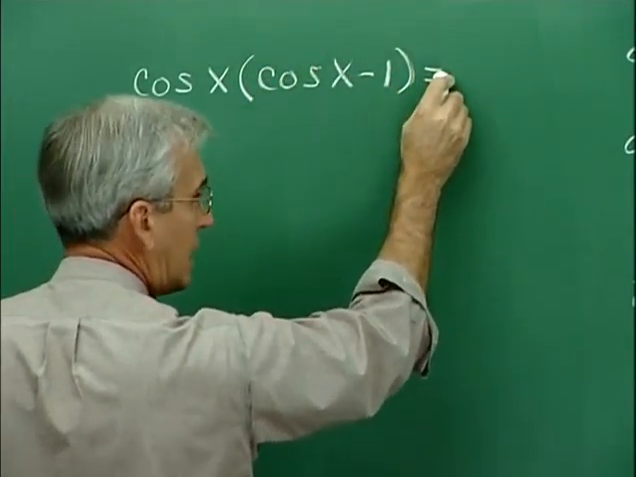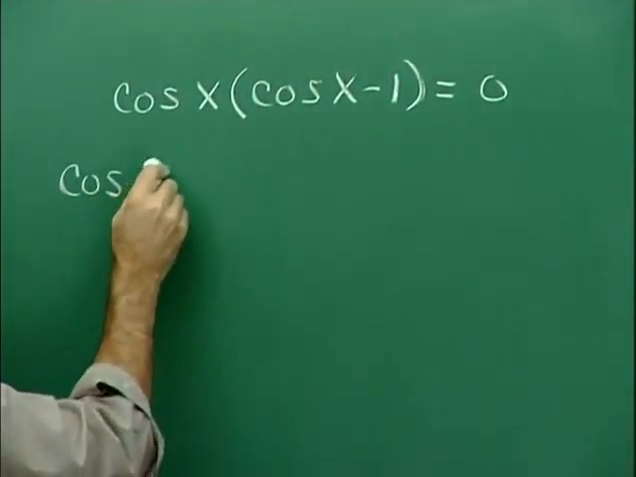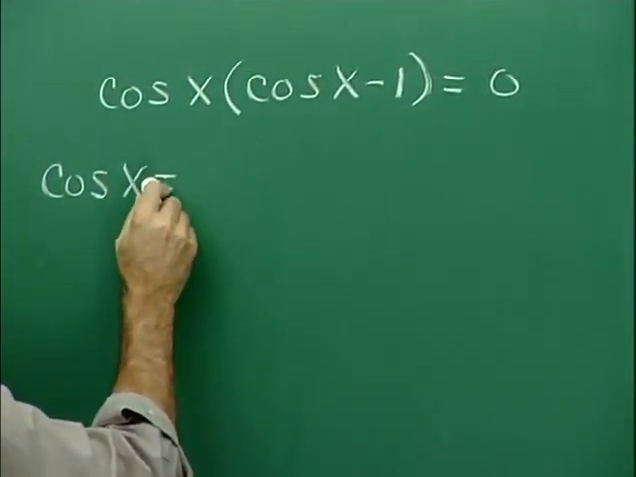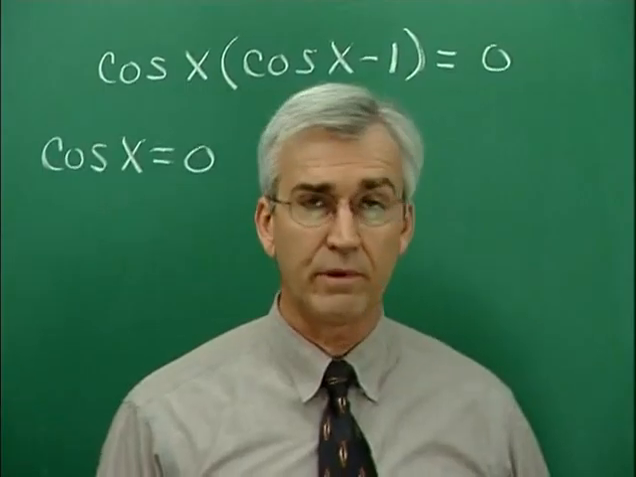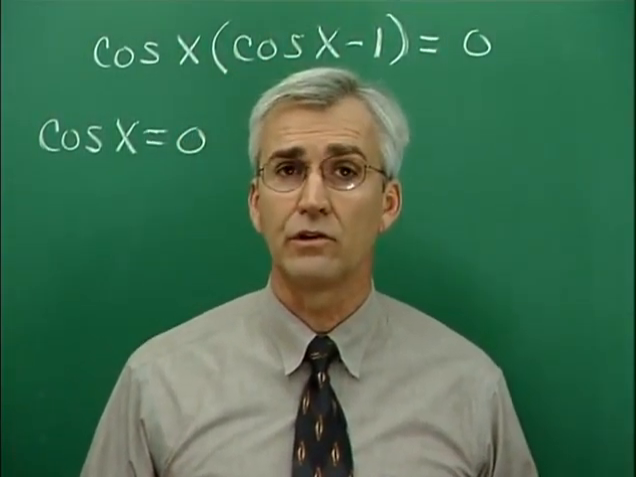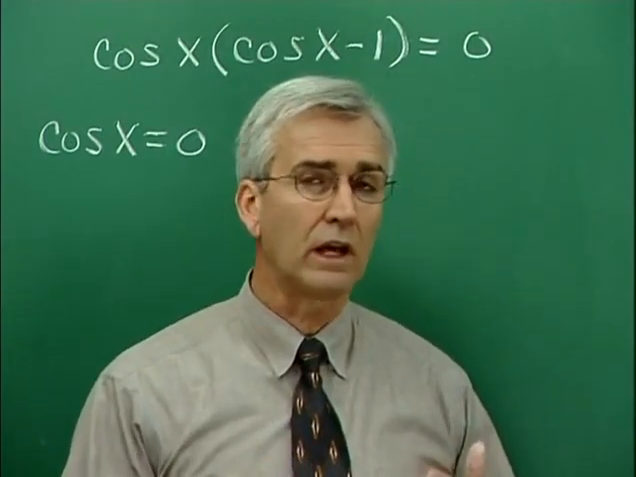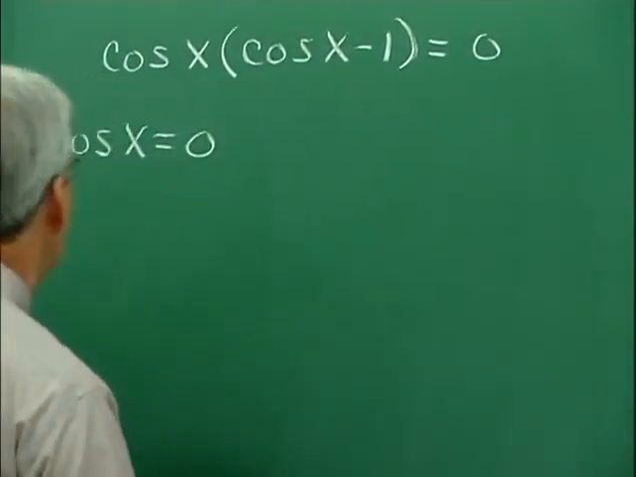I'm just repeating the bottom step here. And now I'd like to know the value of x that will cause cosine x to be equal to 0. I didn't mention it before, but let's assume here that we're going through one period from 0 to 2 pi, and let's not include the 2 pi. So the x that we're looking for is between 0 and 2 pi, but not including the 2 pi.